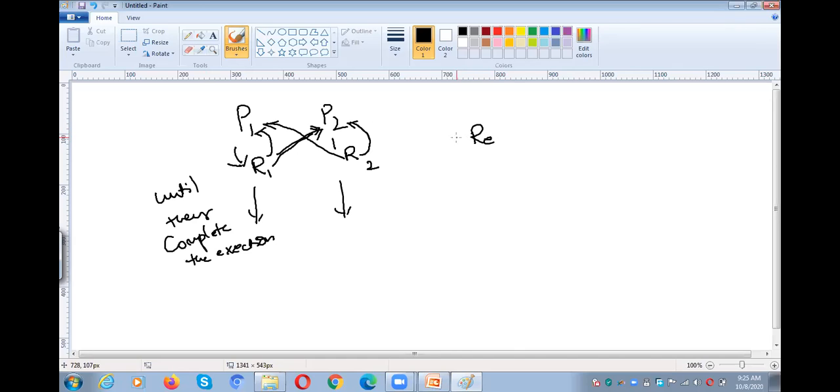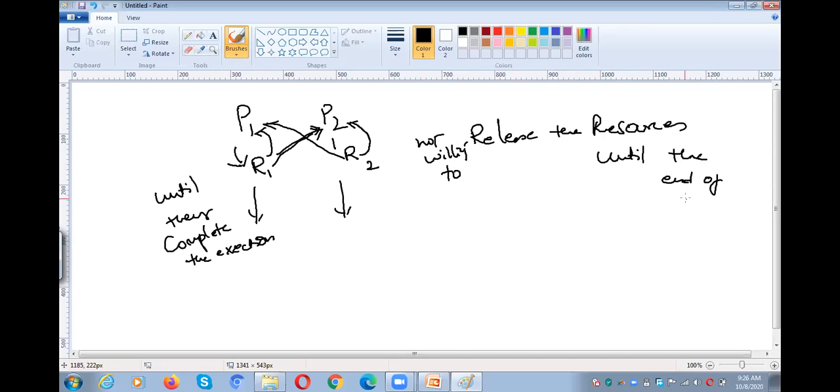Both processes are not willing to release the resources until the end of the task. That is the problem here. Have you got my point?